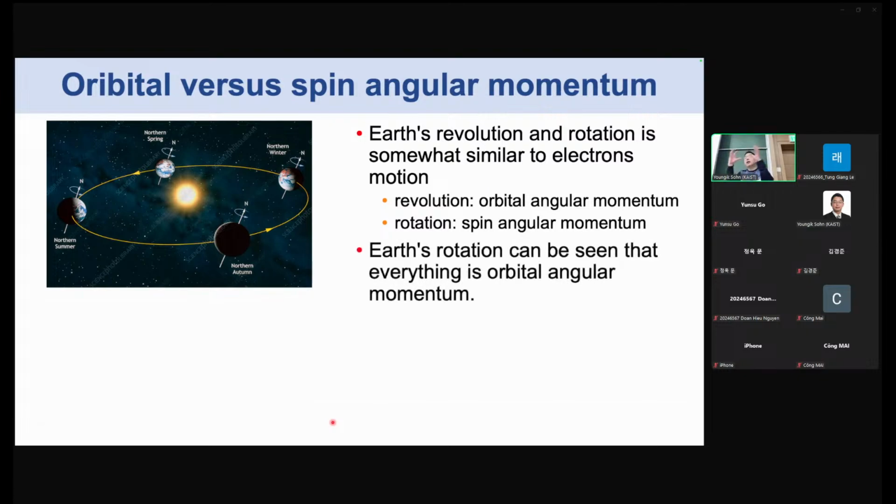The same thing with an atom, a nucleus, right? The electron, you can think of it as going around, it's orbital, and then it itself is spinning, that's a spin, okay?